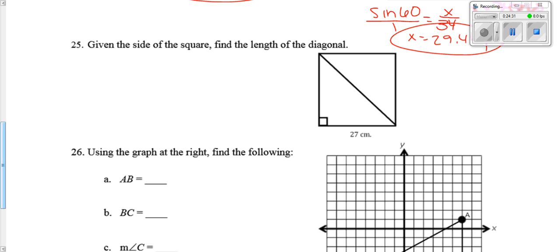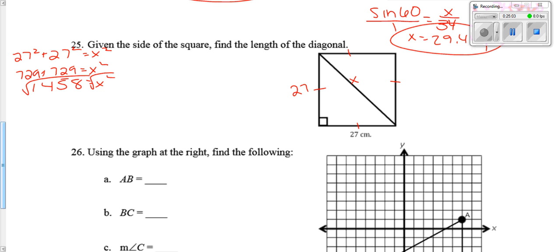Okay, find the length of the diagonal. So we could use 45, 45, 90 here. We could use trig, or we could use Pythagorean theorem, because in the square we know all of these are the same. I'm going to do all three ways. 27 squared plus 27 squared equals x squared. So this is 729 plus 729 equals x squared. So this is 38.183 centimeters. There's one way to do it.